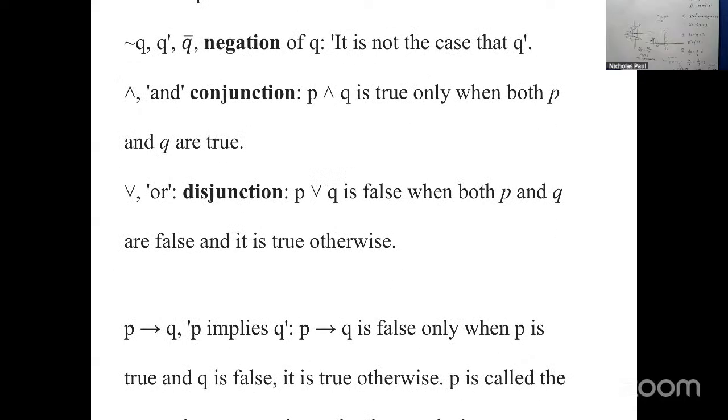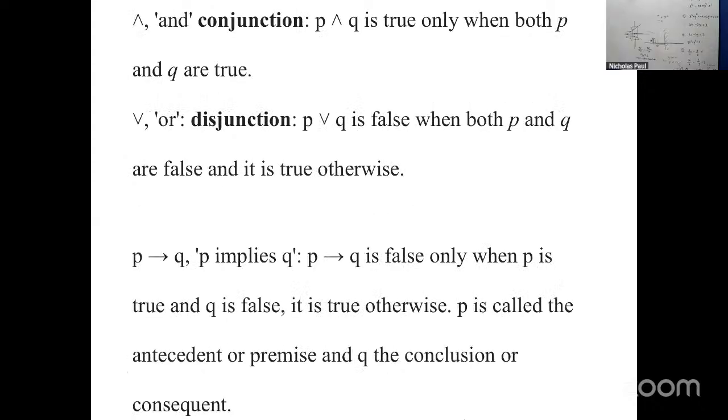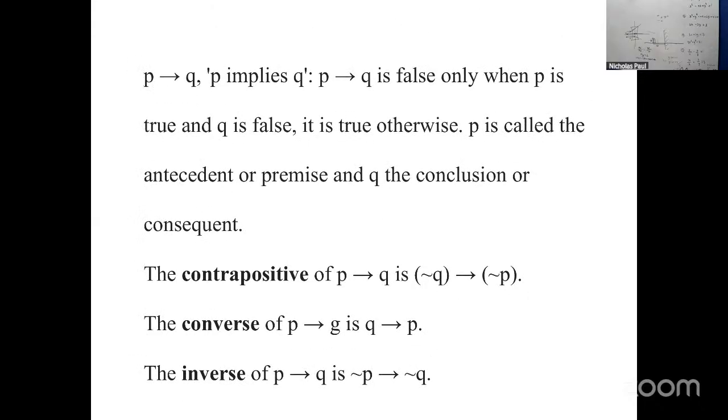Anybody remember the logic? Which one behaves like conjunction? And disjunction is what? Oh, nice. Then you have implies, right? Remember, implies is only false when what? When true implies false. Nice.